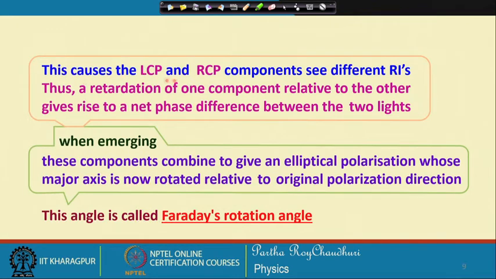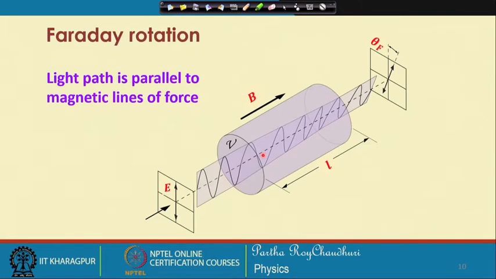Now, this causes the LCP and RCP components to see different refractive indices, thus a retardation of one component relative to the other, that gives rise to a net phase difference between the two lights. And when these lights emerge, these components combine to give an elliptical polarization, whose major axis is now rotated relative to the original polarization direction. So, the angle is called the Faraday rotation angle.